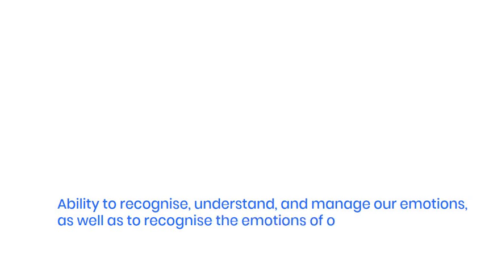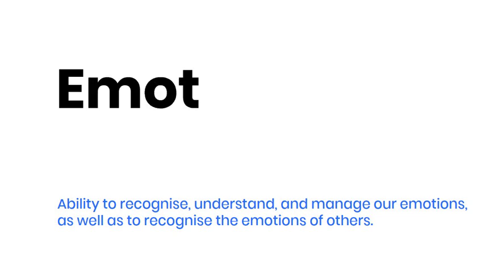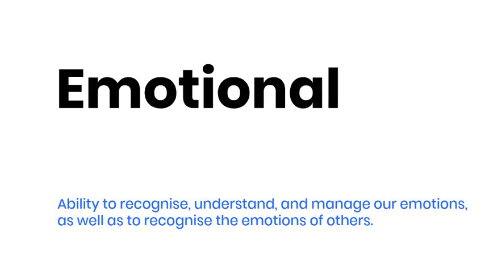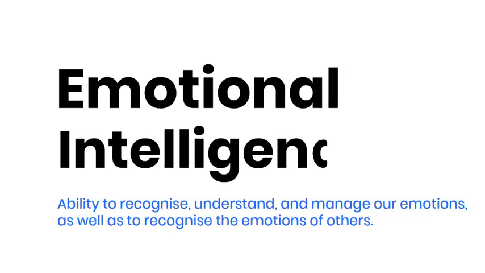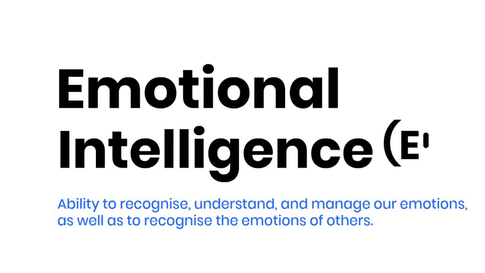Emotional intelligence, or EI, is our ability to recognise, understand and manage our emotions, as well as to recognise the emotions of others. This is different from the intelligence quotient, or IQ, which measures your mental ability or how smart you are. However, IQ doesn't consider emotional awareness or social skills.